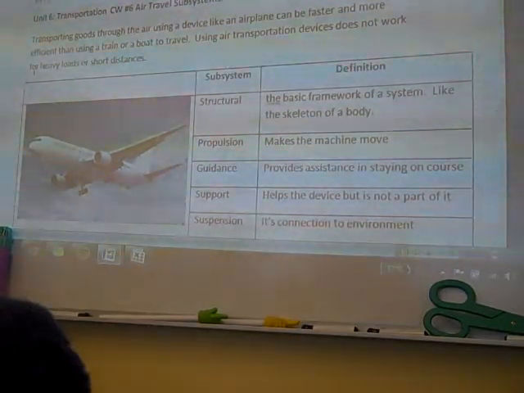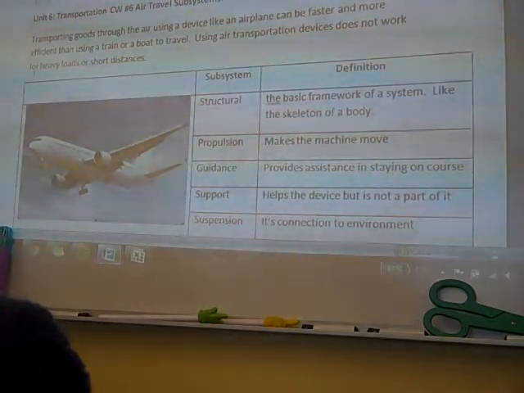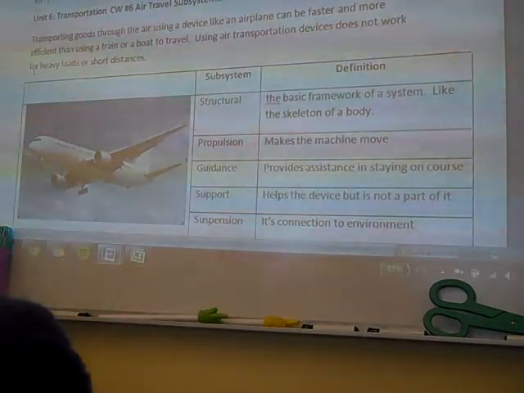Structural, we'll just go over it this way. Wow, Divine has his hand up. A lot of times it looks like he wants a pink Starburst. The best kind. Go ahead, Josh.